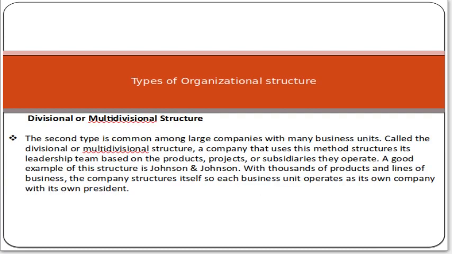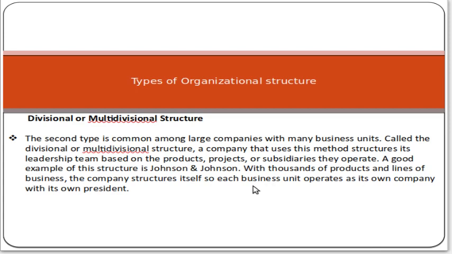The other organizational structure is the divisional or multi-divisional structure. The second type is common among large companies with many business units. A company that uses this structure organizes its leadership team based on the products, projects, or subsidiaries they operate. A good example of this structure is Johnson and Johnson. With thousands of products and lines of business, the company structures itself so each business unit operates on its own. So basically, it is called a divisional structure.